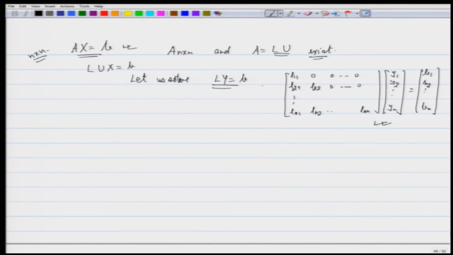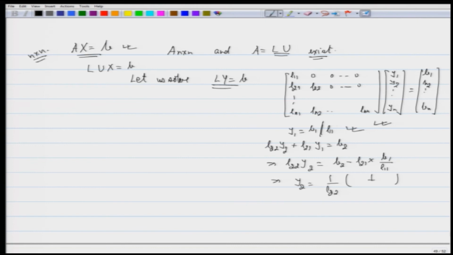So, if you see this Ly equal to B, then I know that y1 is equal to B1 upon L11. Similarly, L22 y2 plus L21 y1 is equal to B2 will imply that L22 y2 is equal to B2 minus L21 into y1. Y1 is already known, B1 upon L11, and this will imply that y2 is equal to 1 upon L22 times this. So, what we are saying here is that I am able to find a solution of this system.